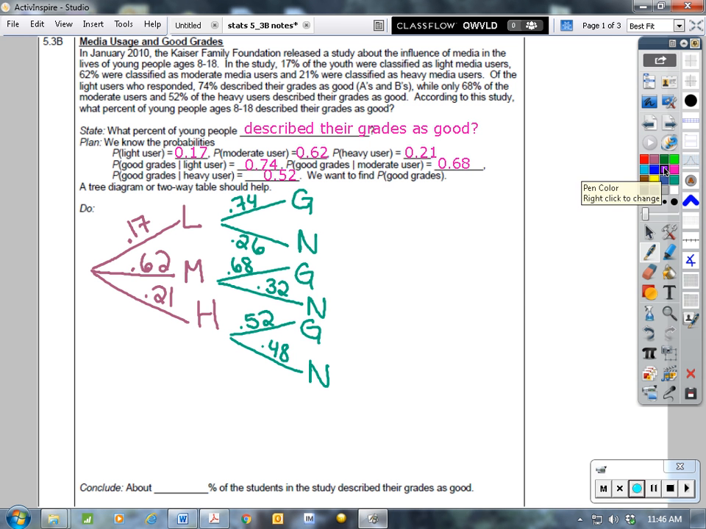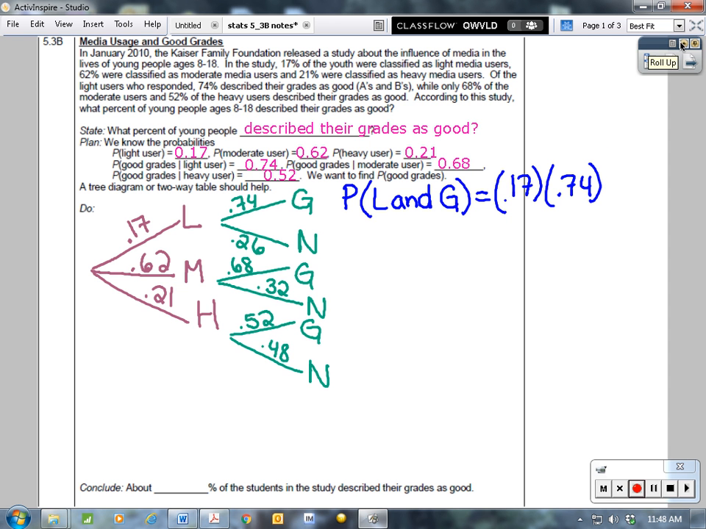So now that we have those conditional probabilities, we actually have the ability to calculate the probability of and. So at this point, the probability of being a light user and good grades, I would actually multiply these out. So 74% of the 17% will tell me this probability. So I'm going to go ahead and move this up a little.